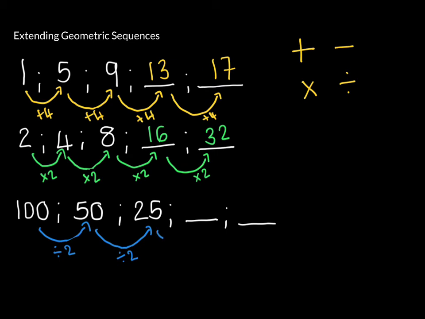And if I try and divide 25 by 2 again, that's going to give me 12.5. And I divide by 2 again, that'll give me 6.25. So these are the kind of sequences we're looking for. And when we're extending geometric sequences, we're looking at either multiplying or dividing to get to the next number.